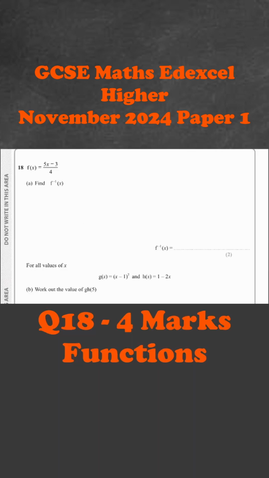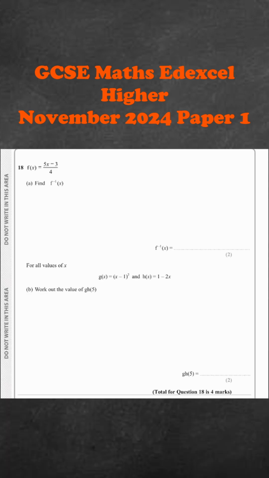Question 18. F of x equals 5x minus 3 over 4. Find f minus 1 of x. So I always write this in a bit of a different way. I make f of x equal y, and I say y equals 5x minus 3 over 4. Multiply through by 4, we get 4y equals 5x minus 3. Add the 3, divide through by the 5, so x equals 4y plus 3 over 5, and x is actually, in this scenario, f minus 1 of x.